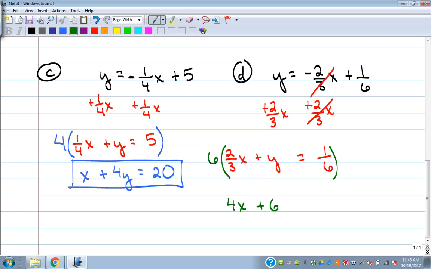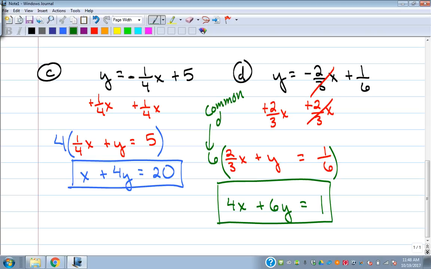6 times y, that's the easiest one. Maybe it's not the easiest one. What's 6 times 1/6? 1. 6 over 6, which will reduce to 1. That puts us in standard form. That number we're multiplying by is the common denominator. When I moved it right there, I added, so it's positive. That's where the positive came from. Common denominator. That number you're multiplying by is the common denominator. That's what you're looking for.